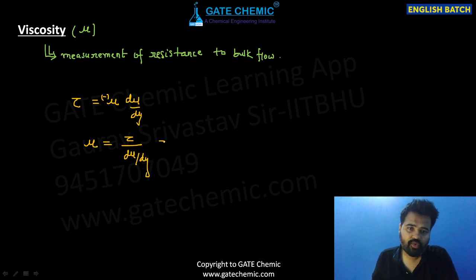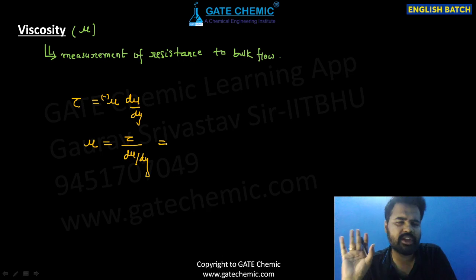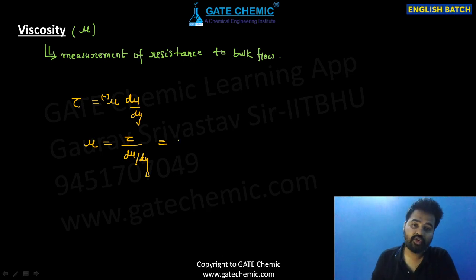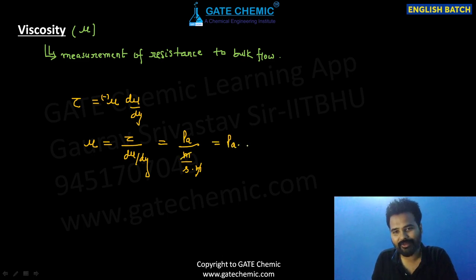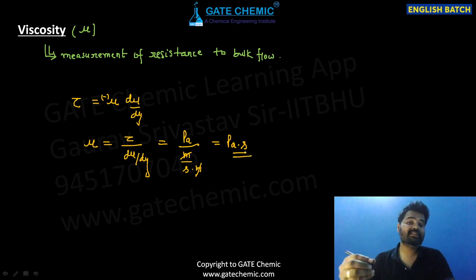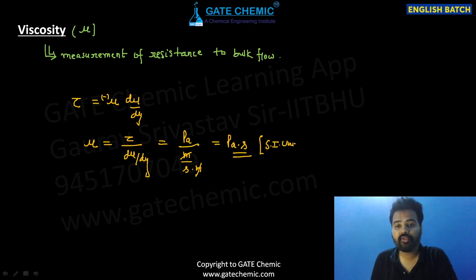Now, tau is known as shear stress. And the unit of shear stress is the same as the unit of pressure. So the unit of tau is Pascal. And Pascal upon what is the unit of du? Velocity. So it's meter per second. And 1 by dy, here it's meter. So meter cancelled. Pascal second. Wonderful. Pascal second is the SI unit of viscosity.